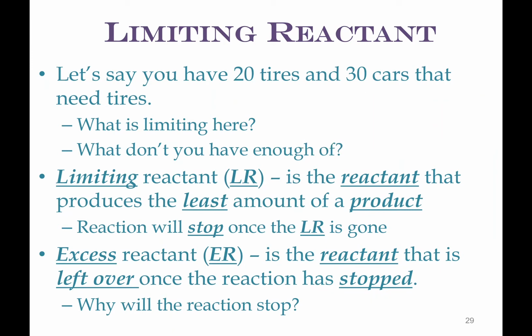All right, so what we're going to do is look at how to figure this out. So far, we've only been given 1 number to start the problem with. Now we're going to be given 2 numbers, and we're going to be asked about a product. So here's another example with tires. So limiting reactant is going to be whatever you run out of. So whatever runs out first and stops the reaction from going forward. It limits it. It stops it from going forward. Once it's gone, there is no more of that reactant, so you can't make any more product.